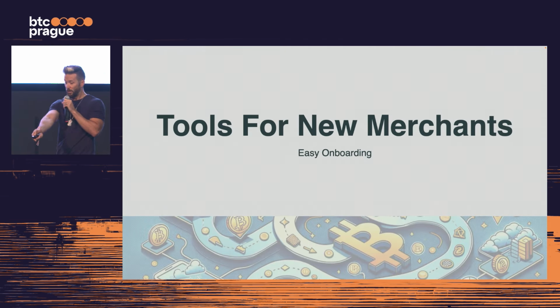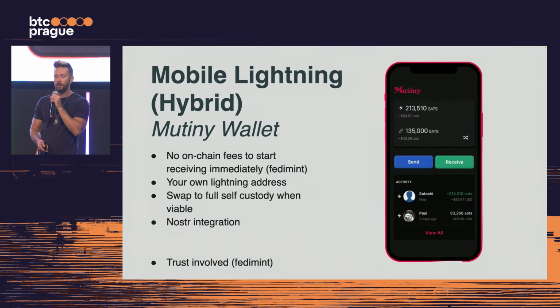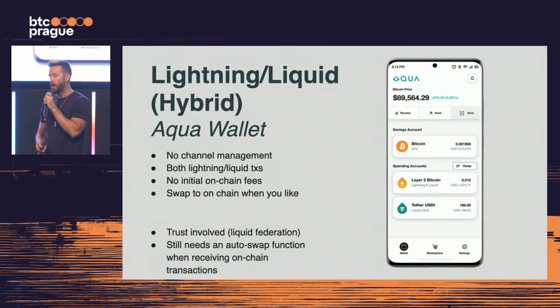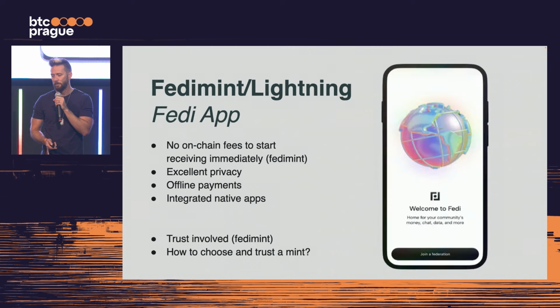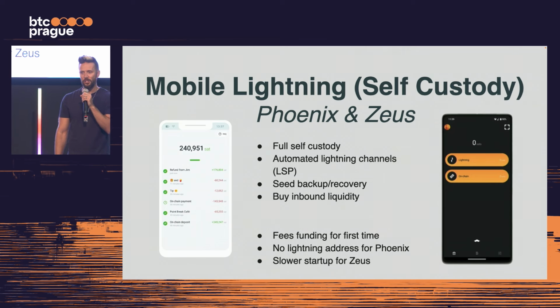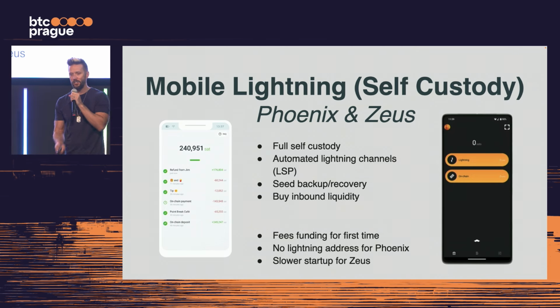I'm going to go through these really quick because I'm running out of time, but some potential tools you might want to use, and check out my talk tomorrow because I'm going to be getting more in depth with some of these tools. Some of these slides will be recycled. So I really like Mutiny Wallet as an initial onboarding. Aqua Wallet is quite convenient. Fedimint, the Fedi app, is ideal for small communities. I'm very excited about what they're doing. And if you're hardline self-custody, Phoenix and Zeus are excellent.